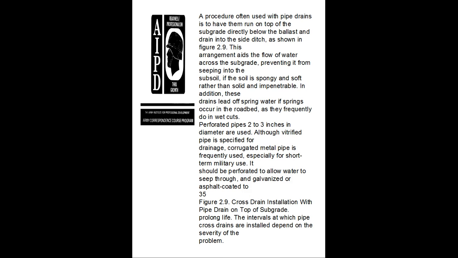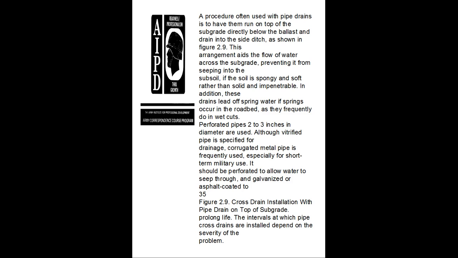A procedure often used for the pipe drain is to have it run on top of the subgrade directly below the ballast and drain to the side ditch, as shown in Figure 2.9. This arrangement aids the flow of water across the subgrade, preventing it from seeping into the subsoil if the soil is spongy and soft rather than solid and impermeable. In addition, these drains lead off the spring water where springs occur. The roadbed is frequently doing in the water into the wet cuts.